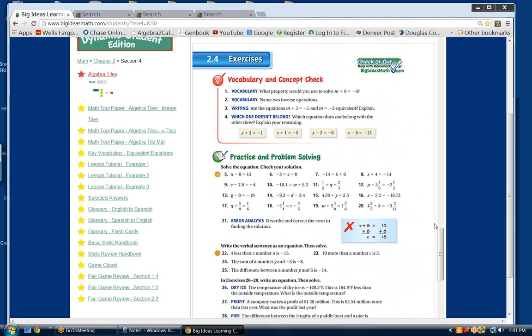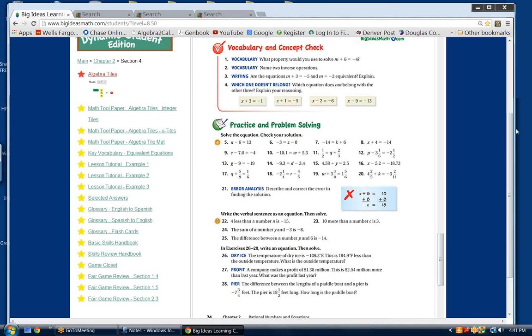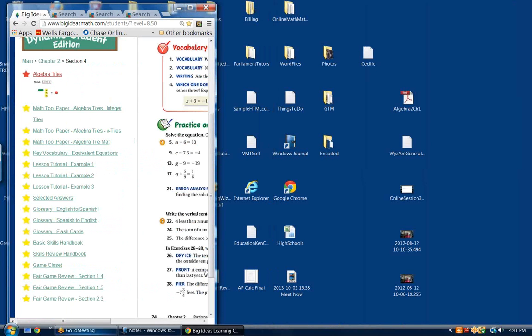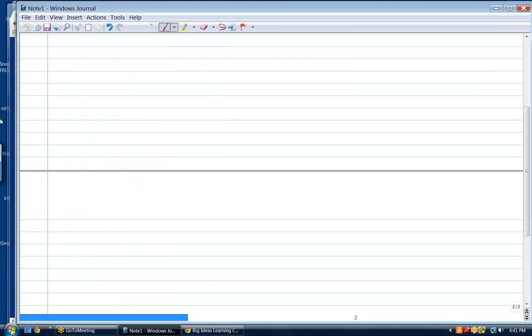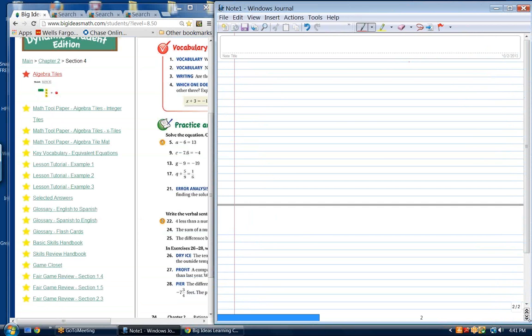Let's start with 5. Okay, let me squeeze this down so that I can fit my thing up here. Okay. So we're supposed to solve these equations. You're getting into algebra. Good. These are algebraic equations. That's what this is, algebra.